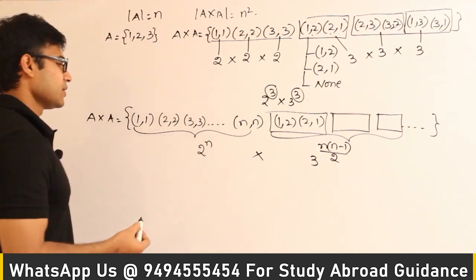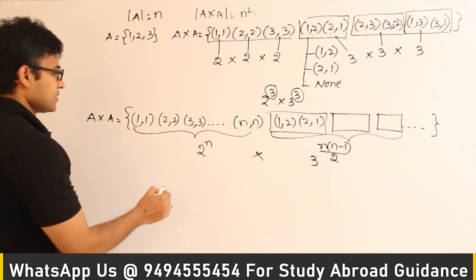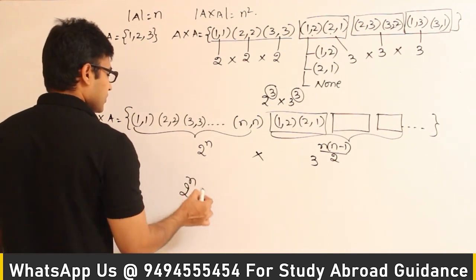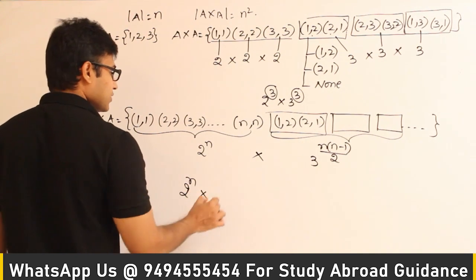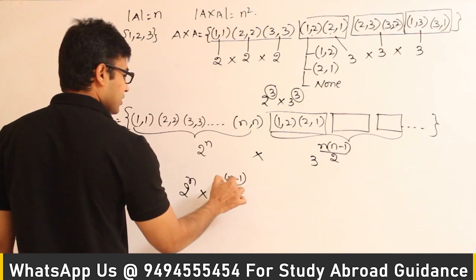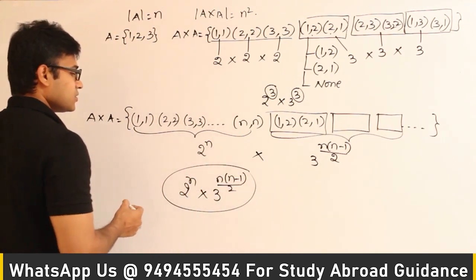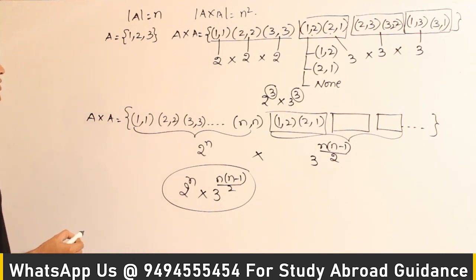The number of antisymmetric relations possible on a set with n elements is 2 power n, where n is nothing but the diagonal elements, into 3 power n into n minus 1 by 2. This is nothing but the non-diagonal element pairs. So this is the total antisymmetric relations possible.